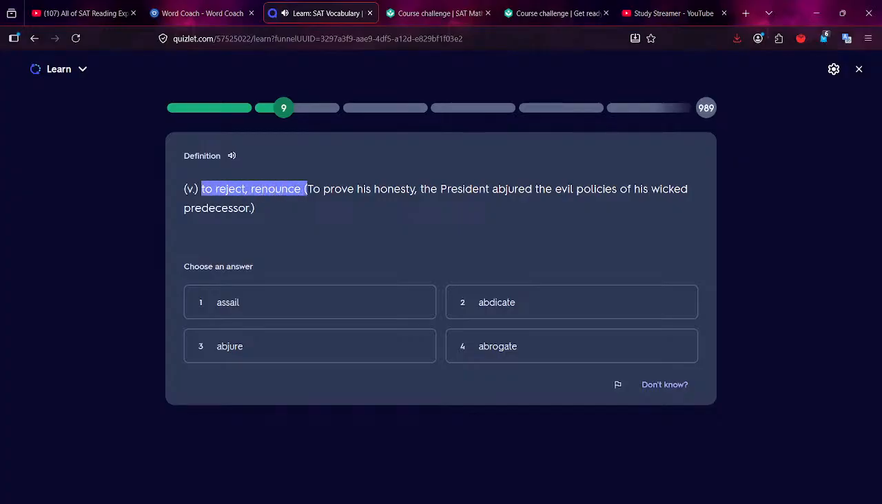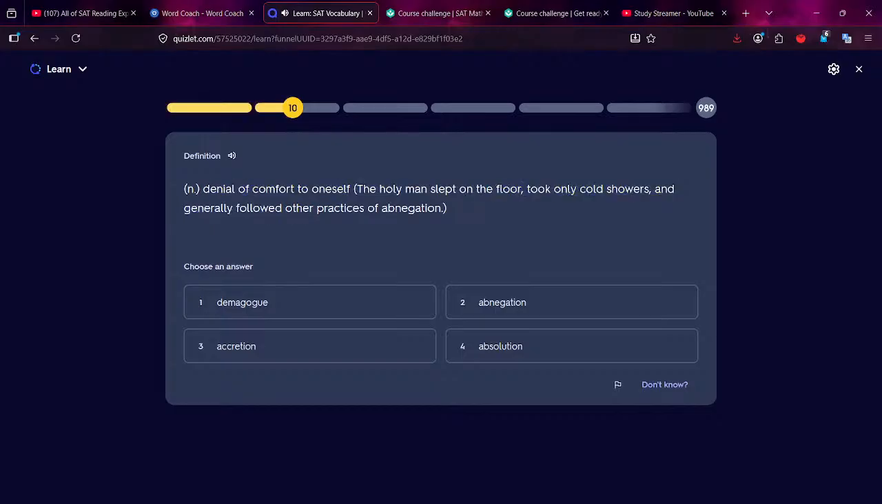To reject, renounce. The president abjured the evil policies of his wicked predecessor. Yeah, they're giving the word, so I'll try not to look at that, just the first part. To reject, to renounce. I saw it already, so starting from the next one. Denial, to comfort oneself.